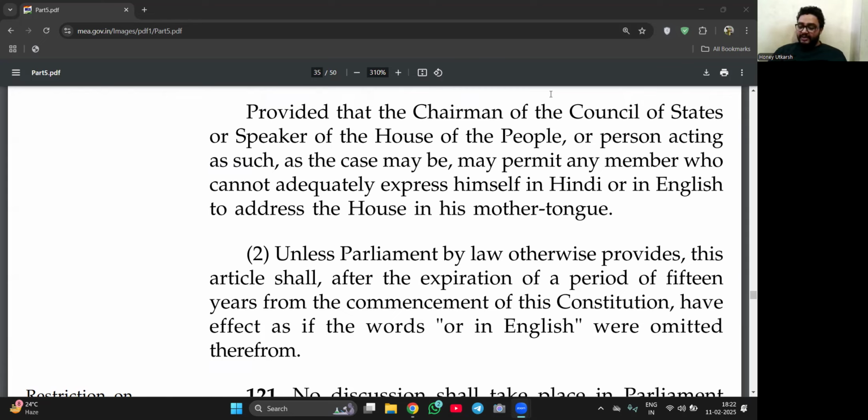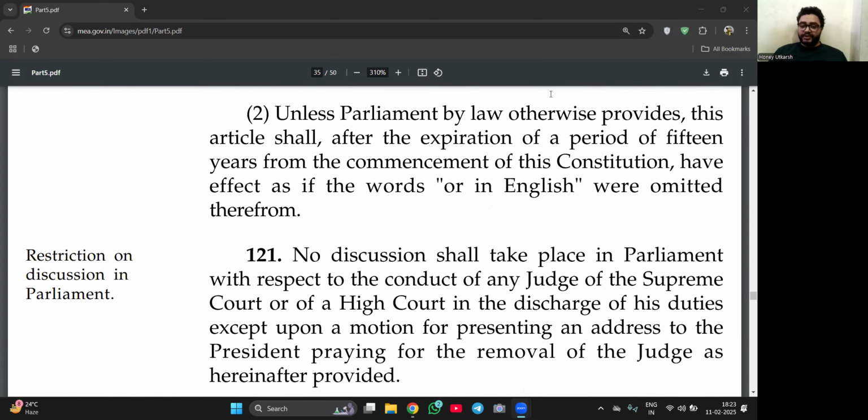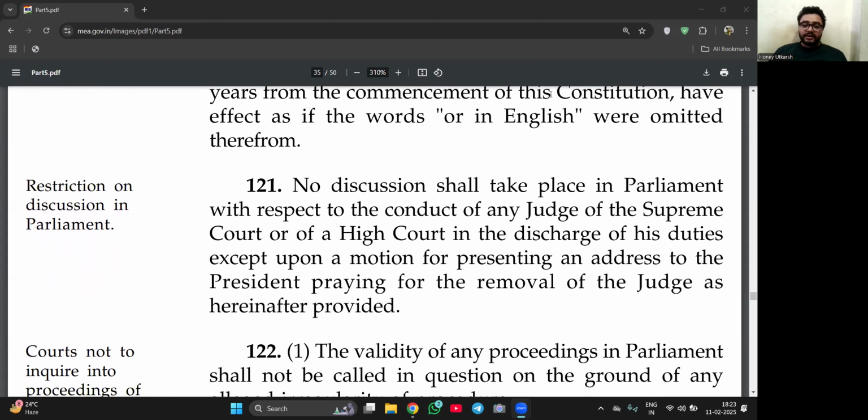So, this article provides that, subject to other provisions of this Constitution, the proceedings in the Parliament shall be in Hindi or in English, but a member can also address the House in his mother tongue with the permission of the chairman or speaker in their respective houses. Article 121, restriction on discussion in Parliament.